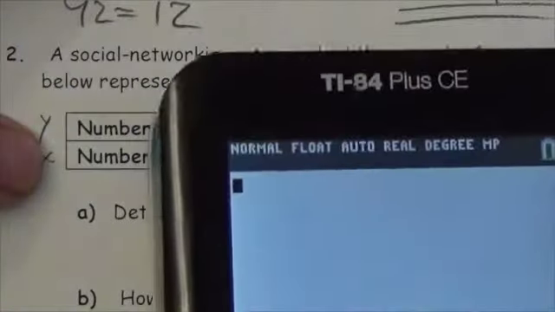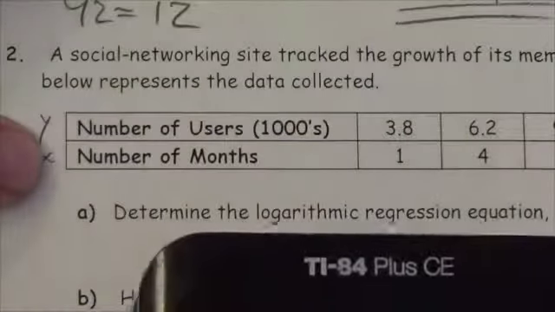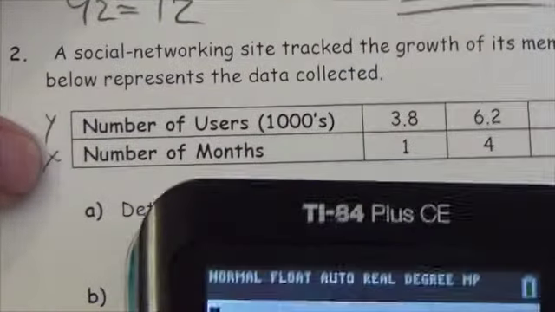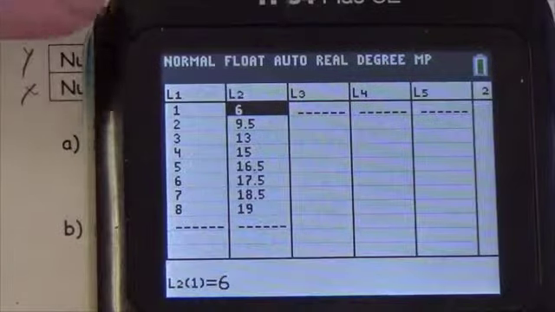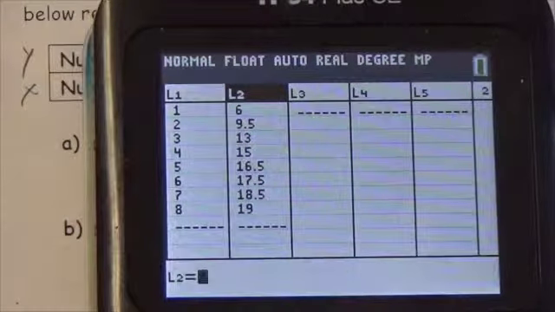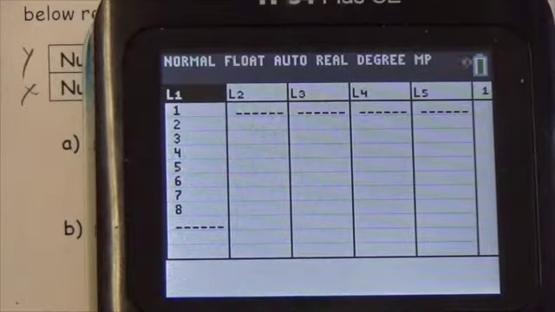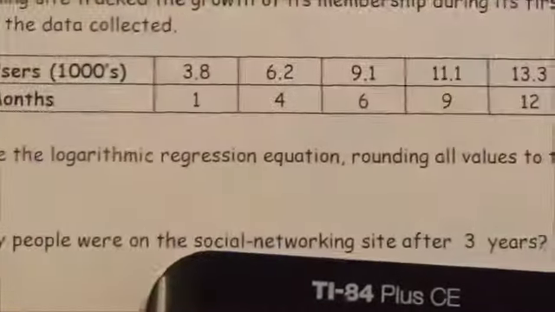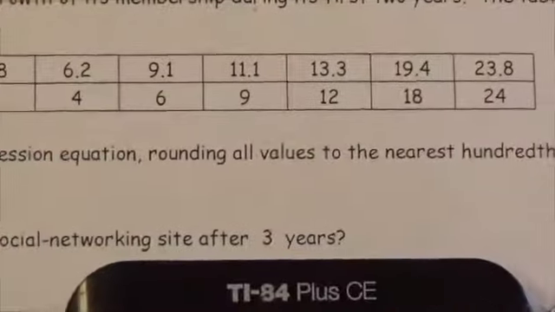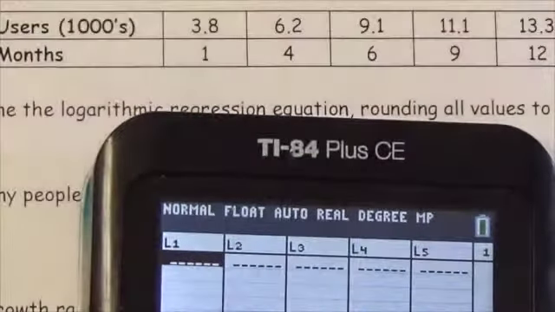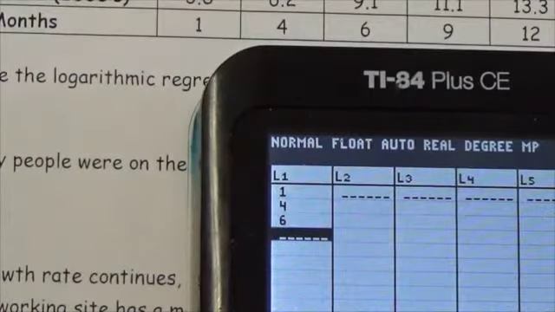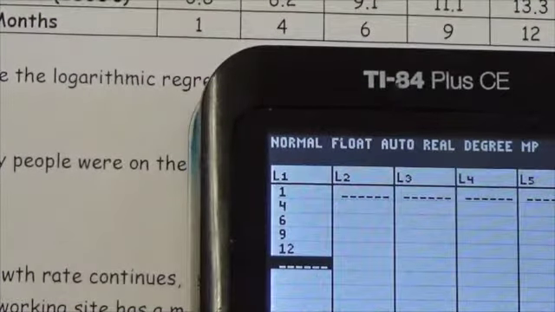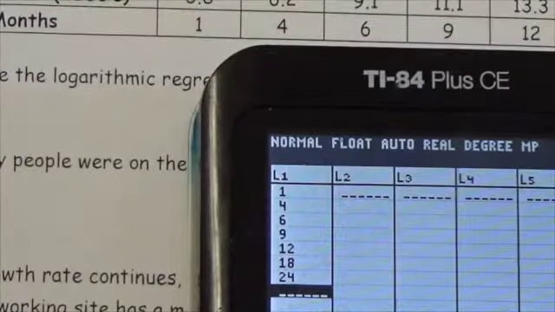Okay, so let's take a quick look. We're going to fit in our values. Again, I'm going to press Stat, Edit to put the information in. I've already got data in there from the previous question, so clear, enter, clear, enter. And now my data goes 1, 4, 6, 9, 12, 18, 24. So I will put that in.